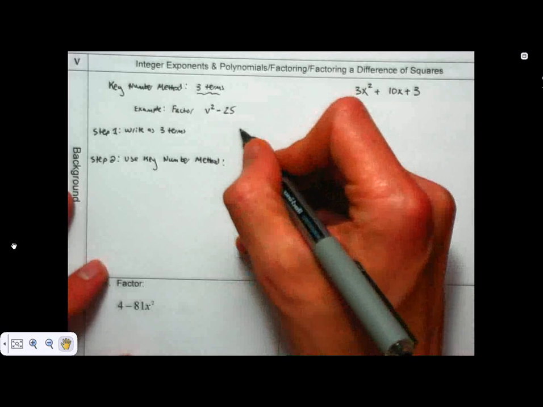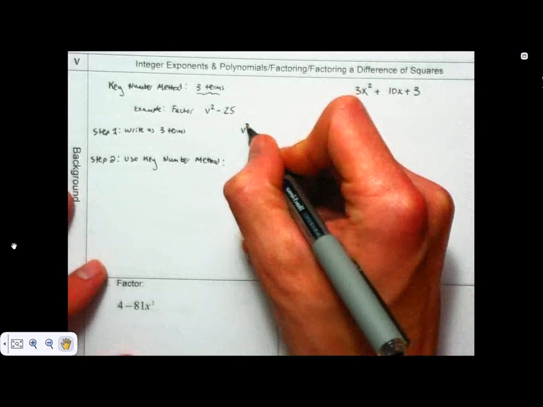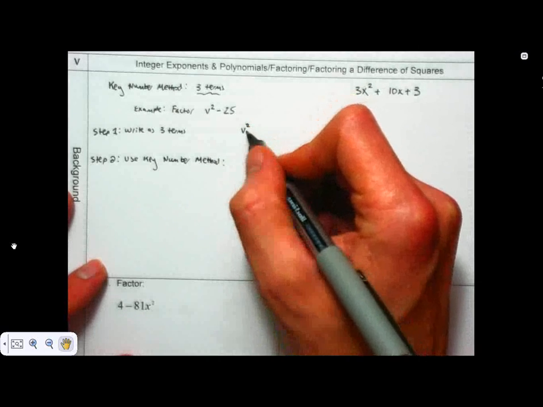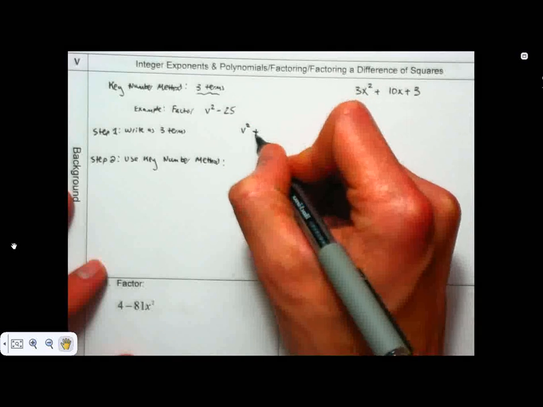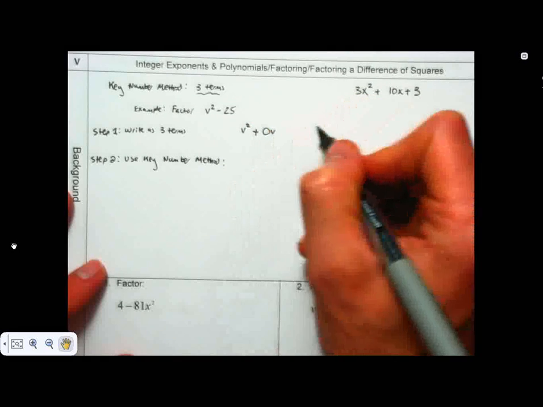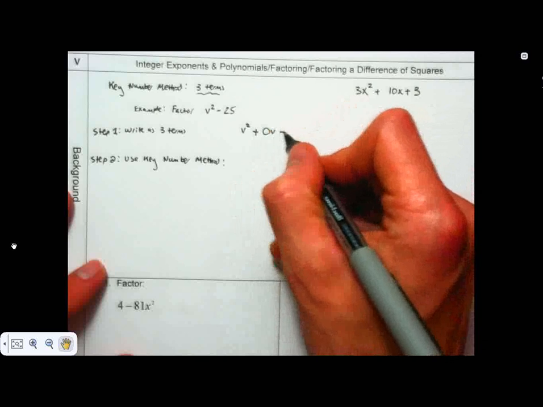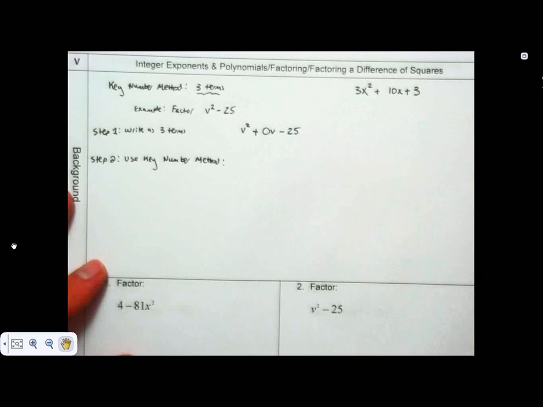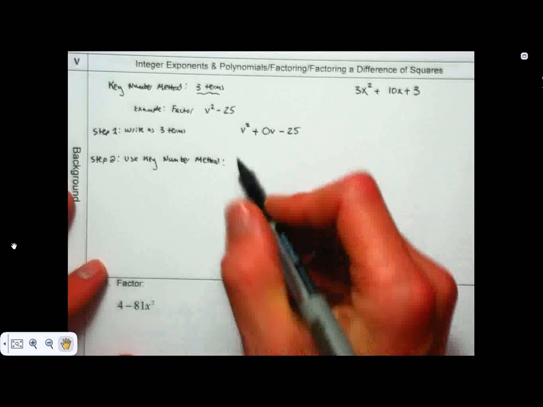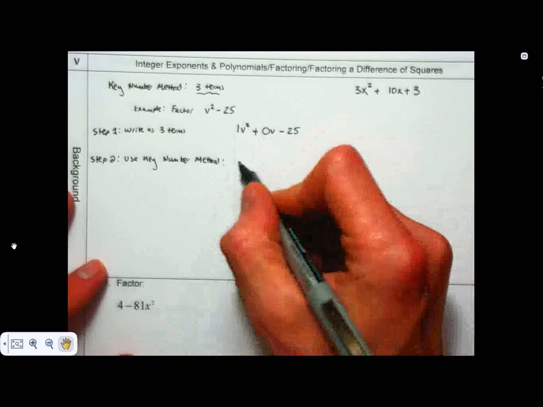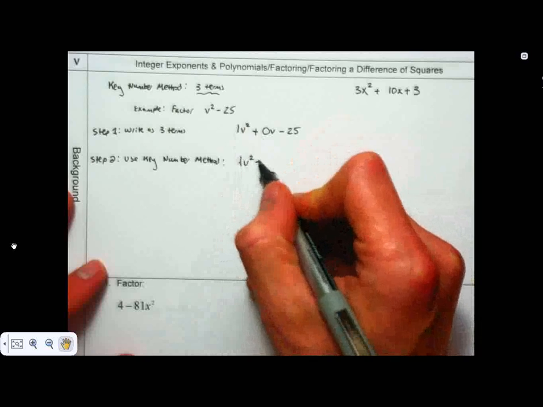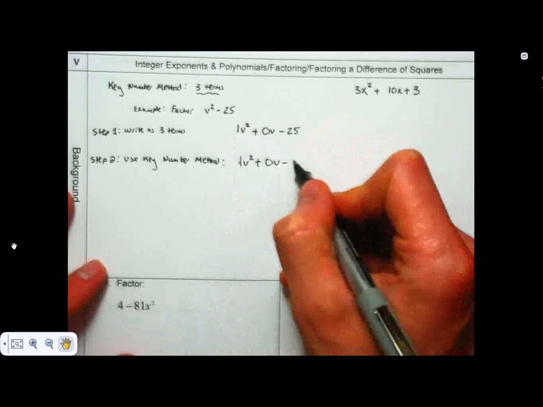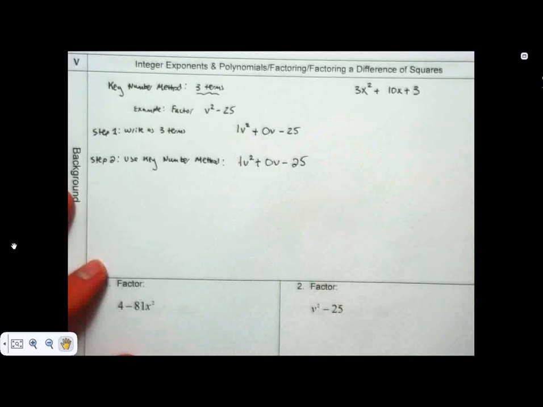So the way I can rewrite this expression is like this: v squared, and then we've got really no v's at all. That means we have 0 v's minus 25. And now all I'm going to do is factor what I've got using the key number method. So the key number method, again, if you haven't seen the videos, go back and watch a few of those first before you attempt this.